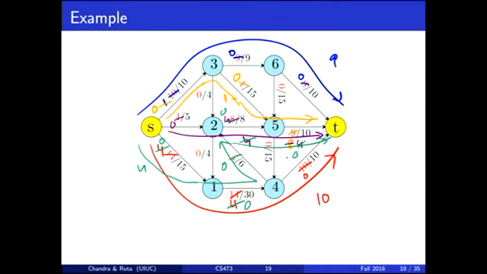Does that make sense? We can also do it efficiently. We need to find a path in each iteration, which is just checking whether there is a path from S to T with non-zero flow, so we can do it in m squared time. If you're more clever, you can do it in MN time. Now does it make sense what we did?